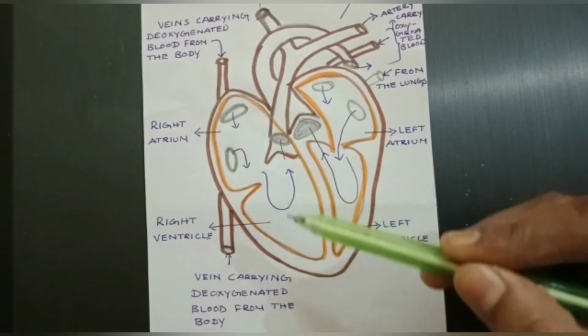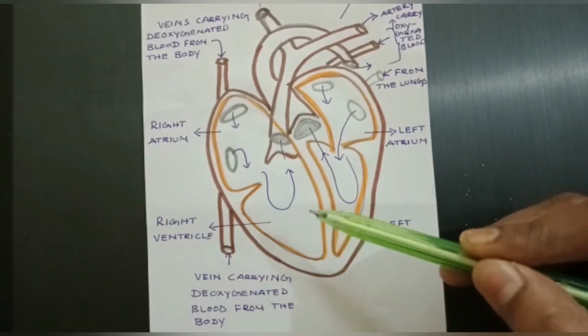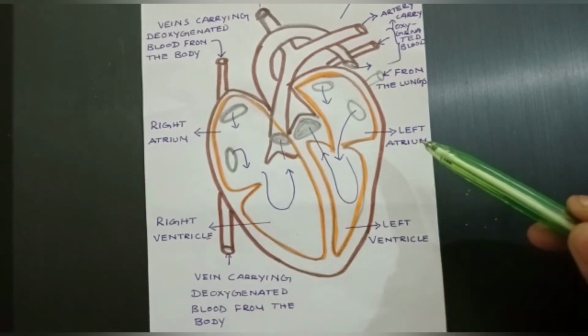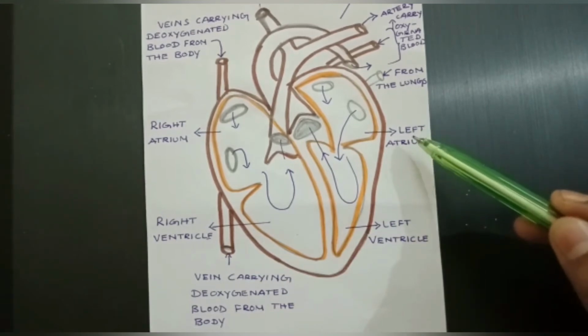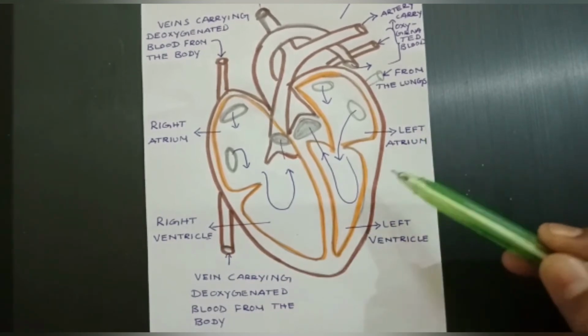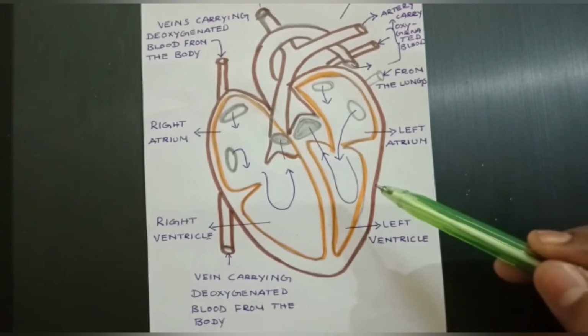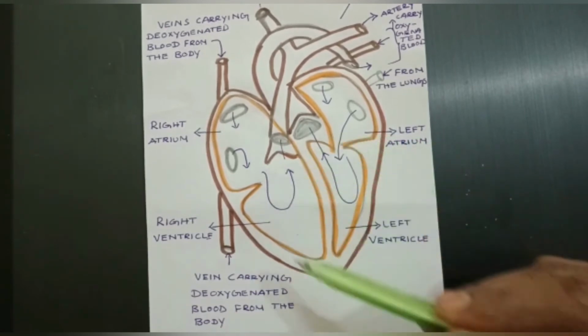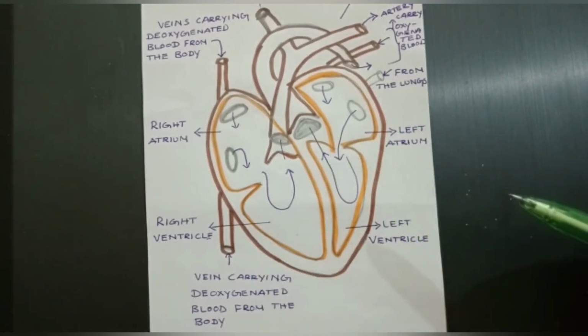Oxygenated blood, or blood carrying oxygen, enters the left side of the heart, which pumps into the big artery. Branches of this artery carry the oxygenated blood to the rest of the body.